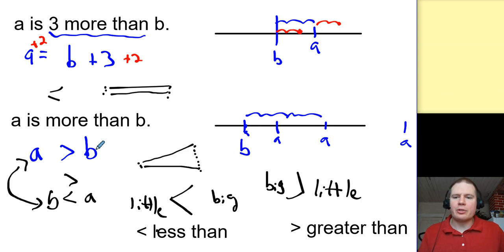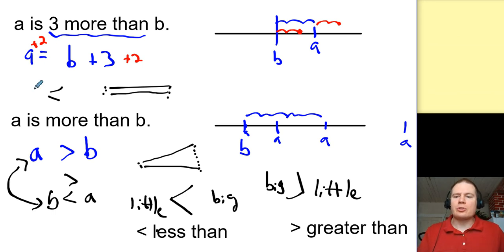A is greater than B. B is less than A. A exceeds B. A has a larger value than B. B has a lesser value than A. B is further to the left on the number line than A. It's the same relationship. What I don't know here is exactly how they compare to each other. Right? And that's how inequalities are different from equations.